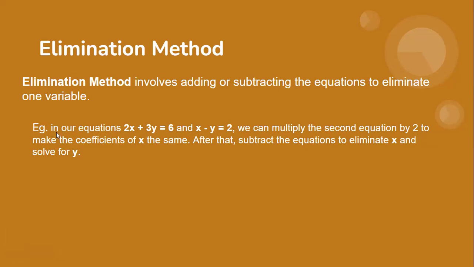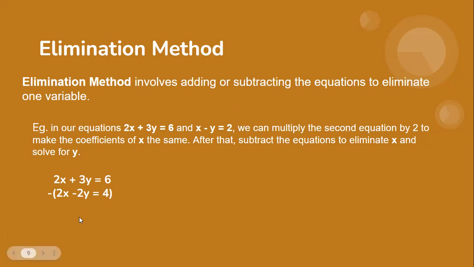So for example, in our equations, 2x plus 3y is equal to 6 and x minus y is equal to 2, we can multiply the second equation by 2 to make the coefficient of x the same. After that, subtract the equations to eliminate x and solve for y in such a way. So here we have the equation 2x plus 3y is equal to 6 and the equation just below it, which is 2x minus 2y is equal to 4, is nothing but the multiplication of the x minus y is equal to 2 equation by into 2.